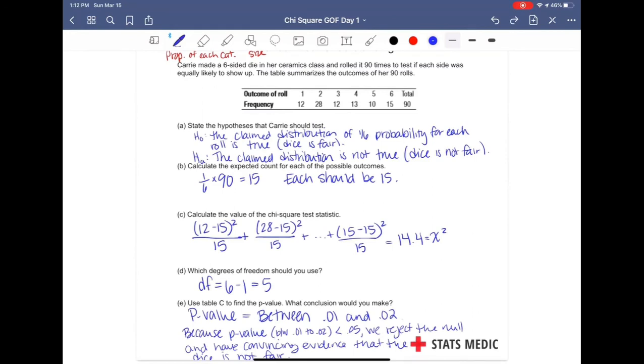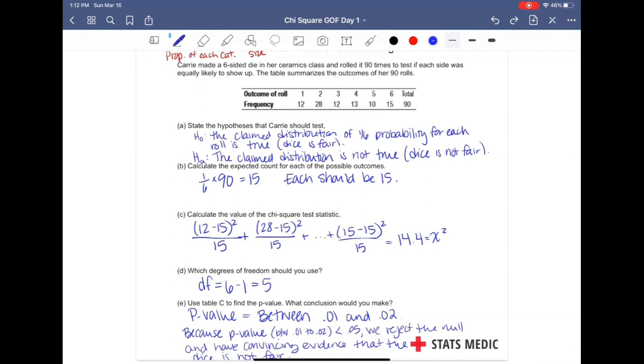So in this context, Carrie made a 6-sided die and she wants to see if it is fair. So she rolled the dice 90 times and came up with these outcomes. So she got, for example, the number 2, it landed on 28 times out of 90 and so on. So we're going to start with our hypotheses. So in this case, we'd say the claimed distribution of 1/6 probability for each roll is true.